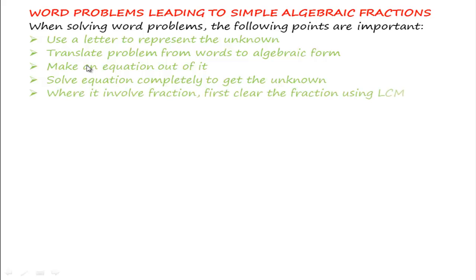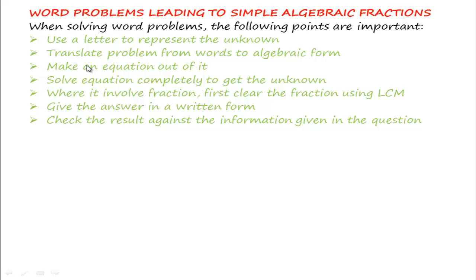Another point is that you must know where it involves fractions. First, clear the fractions using LCM. Are you getting it now? LCM means lowest common multiple. Another point is that you must give the answer in a written form. After you have concluded the answer, you now write it in a written form. And then another step, which is step number 7, is that you check the result against the information given in the question. That is what you have to do. Now let's go to the problem solving.